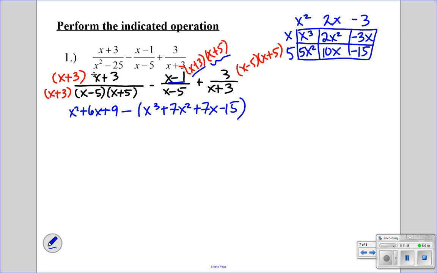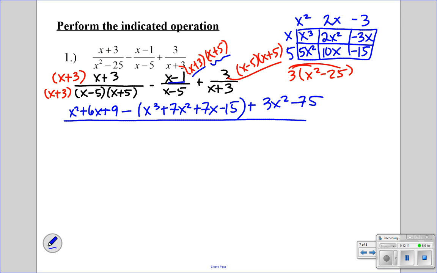All right, and then we're going to add it to, let's multiply this one out right here. We have x squared minus 25. We're going to distribute to get 3x squared minus 75. Okay, and this is all over our wonderful x plus 3 times x plus 5 times x minus 5.